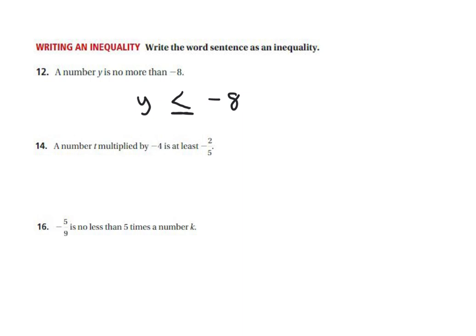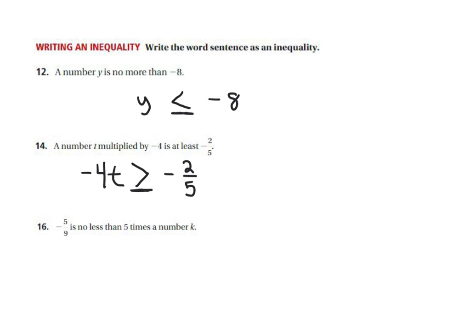Number 14, a number t multiplied by -4 is at least -2/5. A number t multiplied by -4, so -4t, is at least, so it's got to be greater than, but it says at least, so that means it could be equal to -2/5.